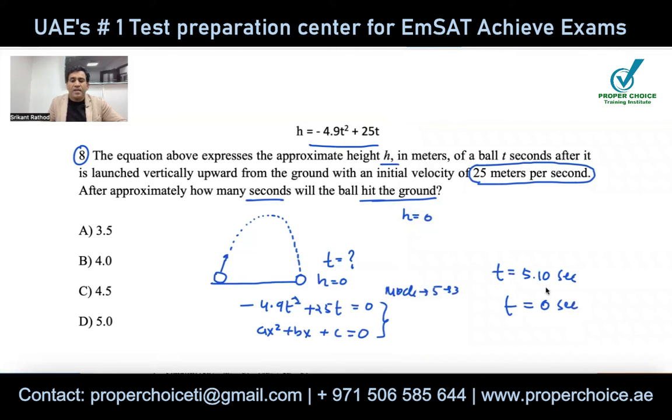So which is the nearest value available to it? Option D. They are asking us to calculate approximately how many seconds, and the options they have given us are approximate values, not the accurate one. So this is how you solve these kinds of questions on polynomials.